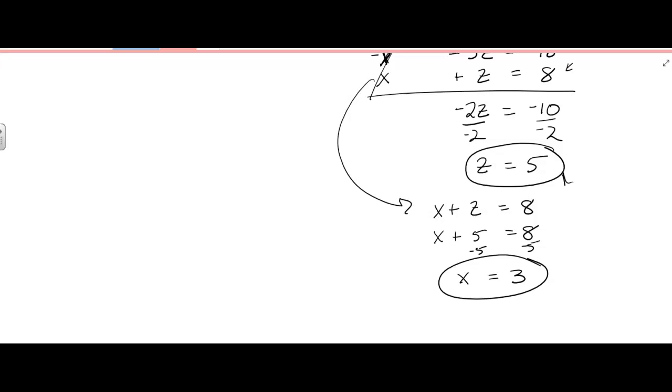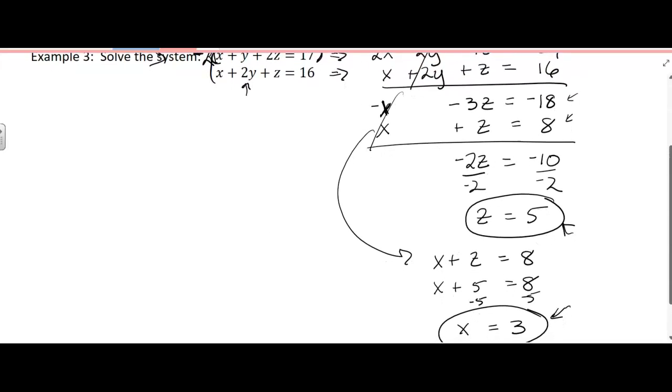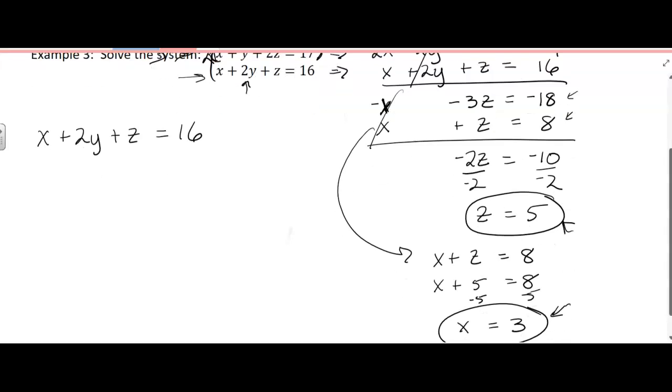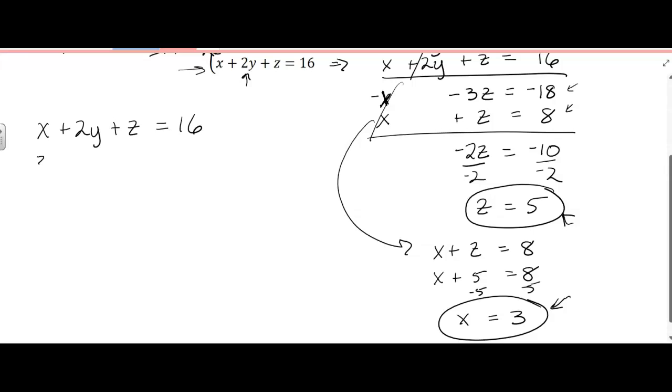Okay, so now I know z and I know x. So I need one of the equations that has a y in it. So one of those, either the middle one up here or the bottom one. I'll take the bottom one. x plus 2y plus z equals 16. And it doesn't matter which one you pick. You could have picked the middle one, but I picked the bottom one because it had less writing around it. Okay, and I know what z is and I know what x is. So I'll plug those in. 3 for x, and then z was 5.